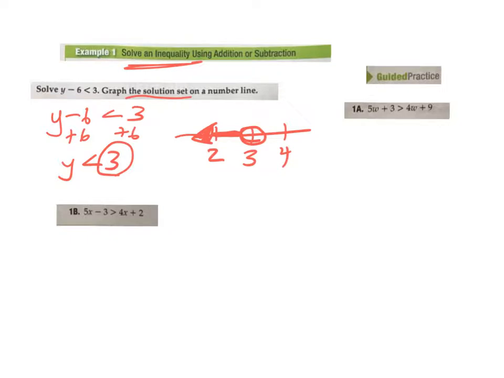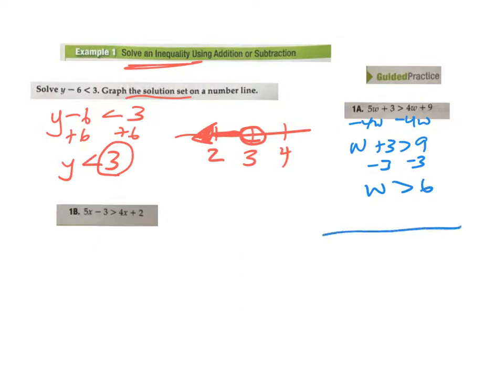So let's look at our next example over here, what we have to solve. So I have to get the letters on both sides. So I'm going to move the 4w over, which gives me a w plus 3 greater than 9. And I'm going to subtract the 3. So w is greater than 6. So I then can graph it by going to 6, put my 3 numbers, open circle because I don't have a line underneath, and because it goes to the right, I'm going to do my arrow to the right as well.